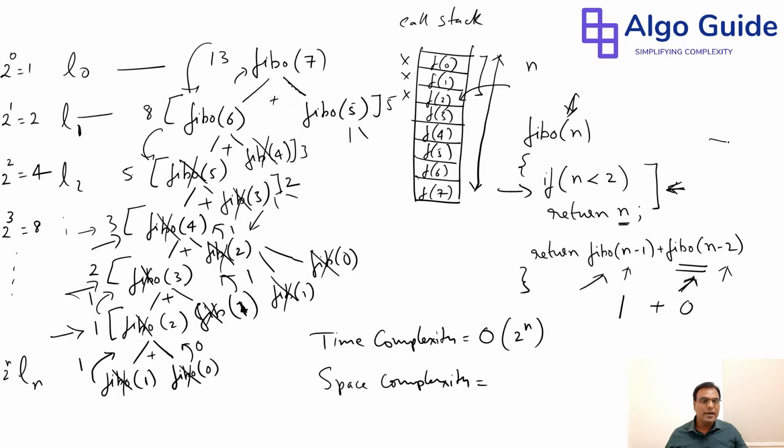And in the implementation of this method, we are not allocating any extra space for any extra storage. The only value that we are storing is the parameter that is passed to that method. Therefore, the space complexity of this approach will be big O of n.